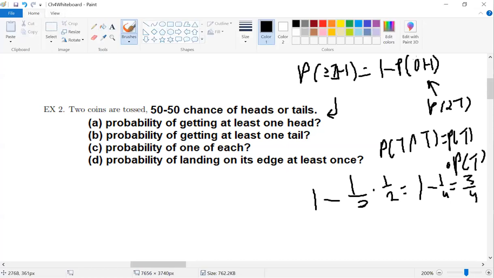That's a 0, 1, P, tails, union. Hopefully that helps a little bit.